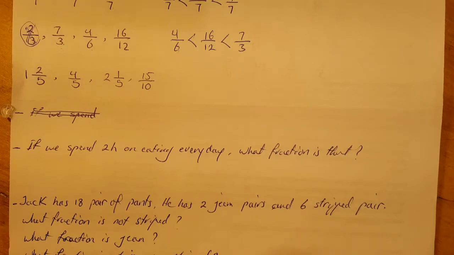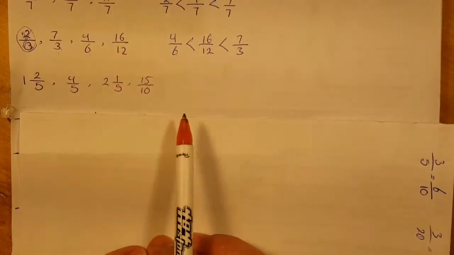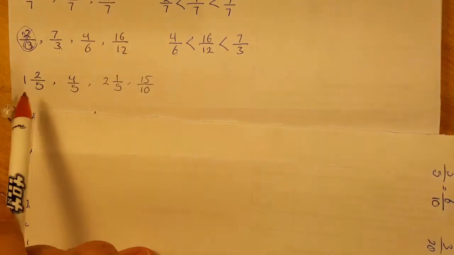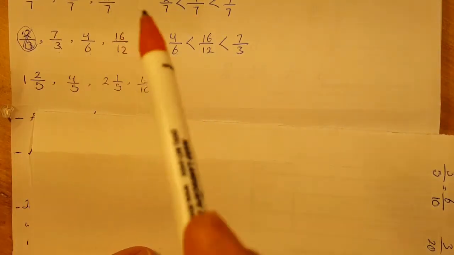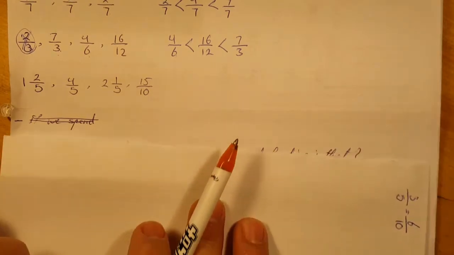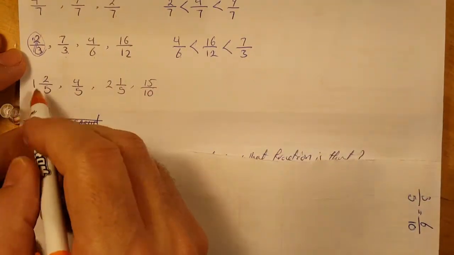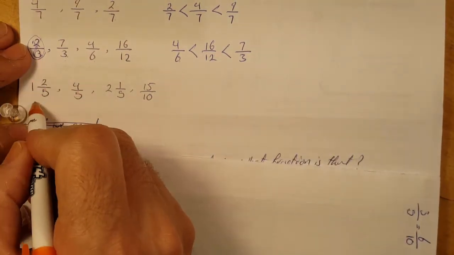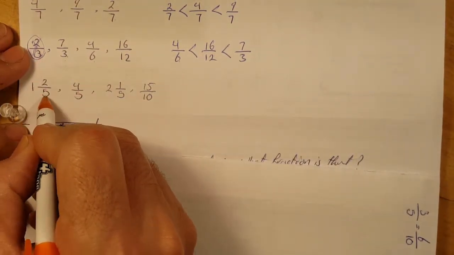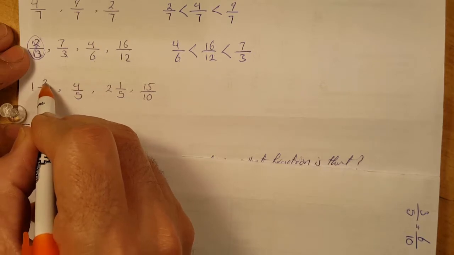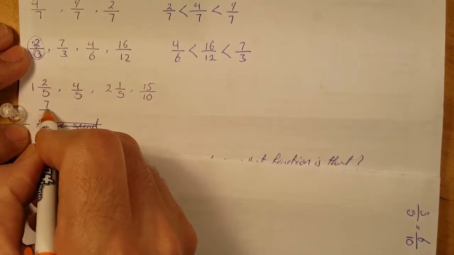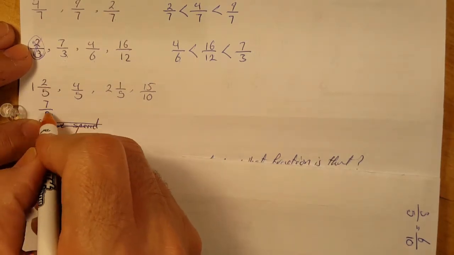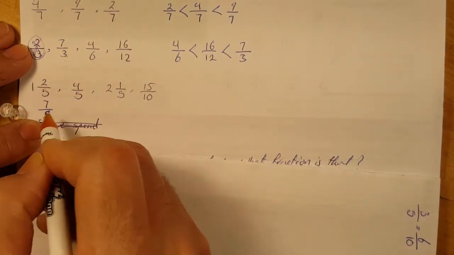Okay, this one. A mixed number and fractions. 1 and 2 over 5. We switch this to a fraction first. 1 times 5 is 5, and 2 is 7 over 5. So 1 and 2 over 5 equals 7 over 5.